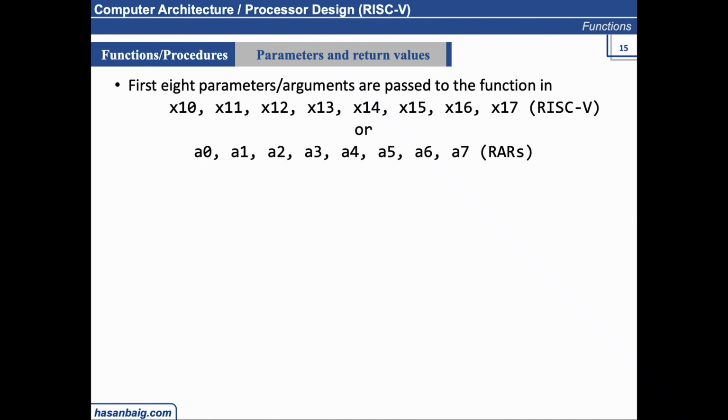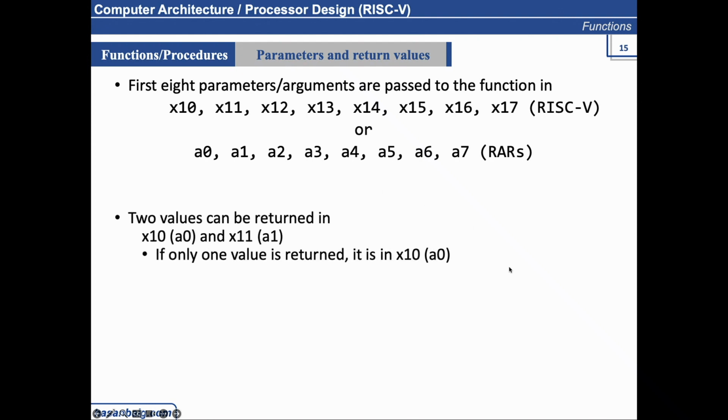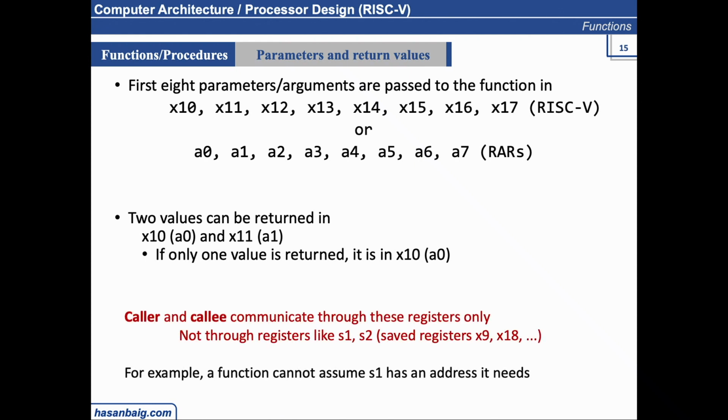In RISC-V, these are usually referred to as argument registers a0, a1, up to a7. Two values can be returned in x10 and x11 if there are only two values that we are returning. If only one value, it will be stored in x10. Caller and callee communicate through these registers only, and that's why we call this an interface to the rest of the program. How does the rest of the program communicate with the function? Through the help of arguments, through these registers only.